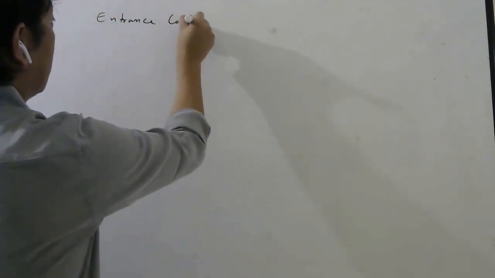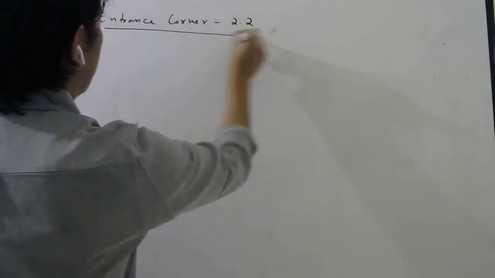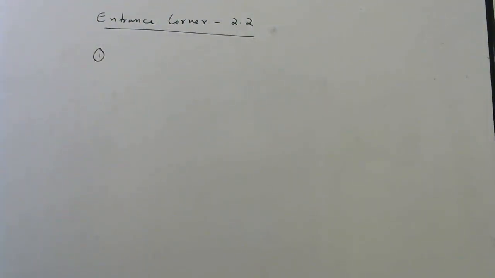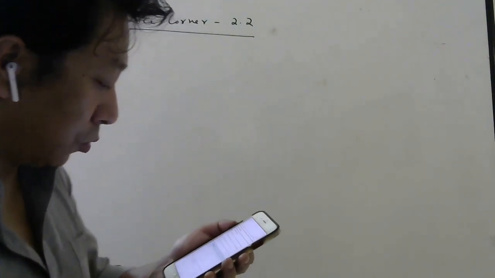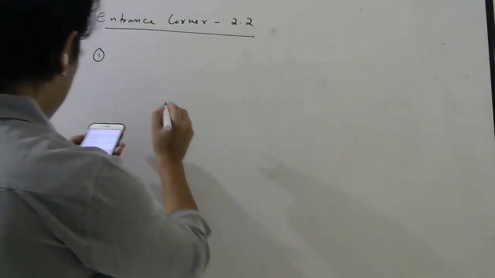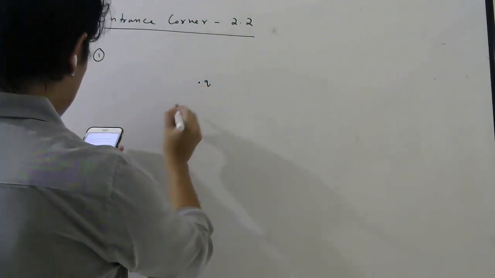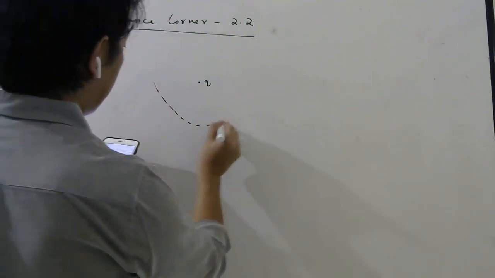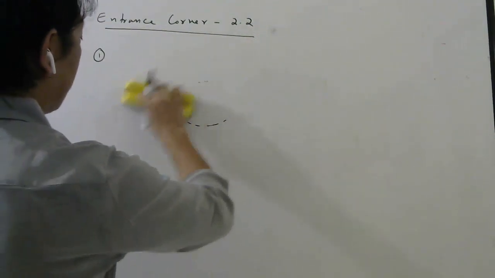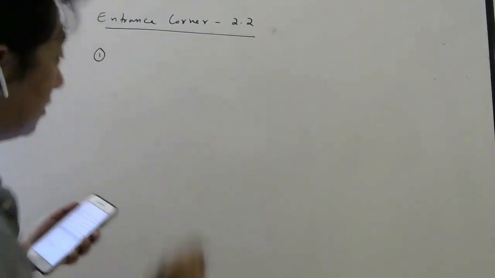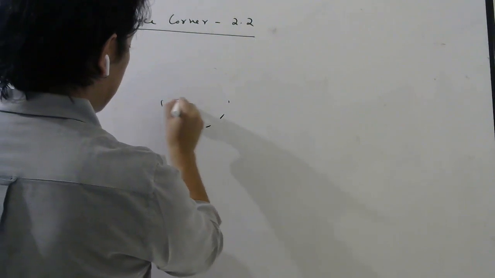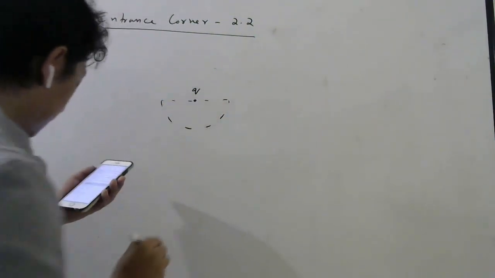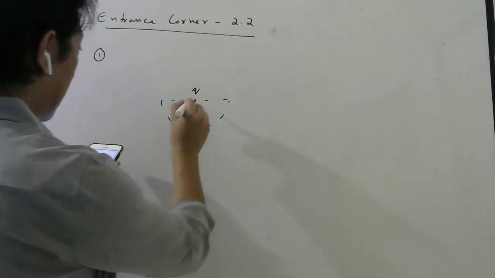Entrance corner 2.2. Question number 1 you see. Consider the situation. The work done in taking a point charge from P to A. First let me draw a diagram. There is a charge Q sitting here. There is a semicircle here. Let me draw first the circle properly. Okay. So let us say this is the circle. They have only shown semicircle. So here there is a charge Q. The radius is R. This is also R.